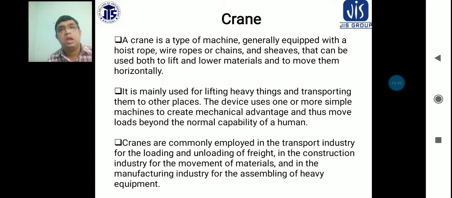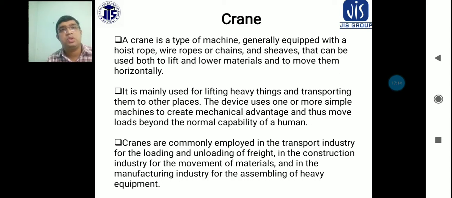Basically, it is for heavy lifting, such as different types of blocks. Suppose you have to transfer 1 ton or 1 quintal of materials very easily, for loading as well as unloading conditions, and then transport them; this crane is used. The device uses one or more simple machines to create mechanical advantage and thus moves loads beyond the normal capability of a human.